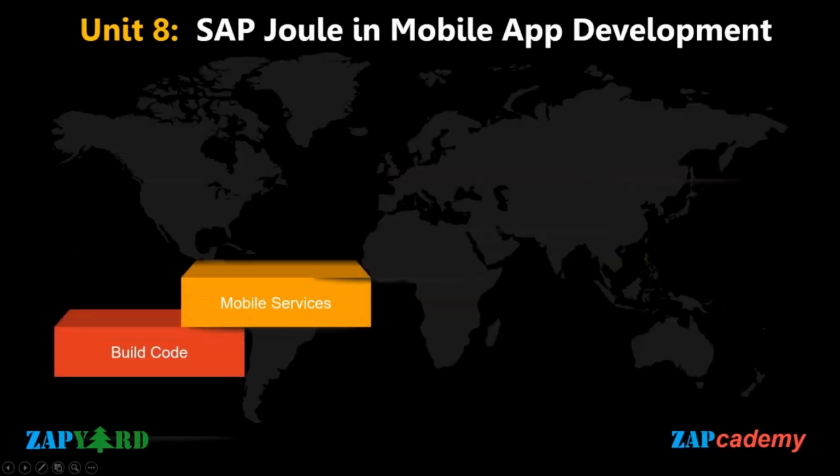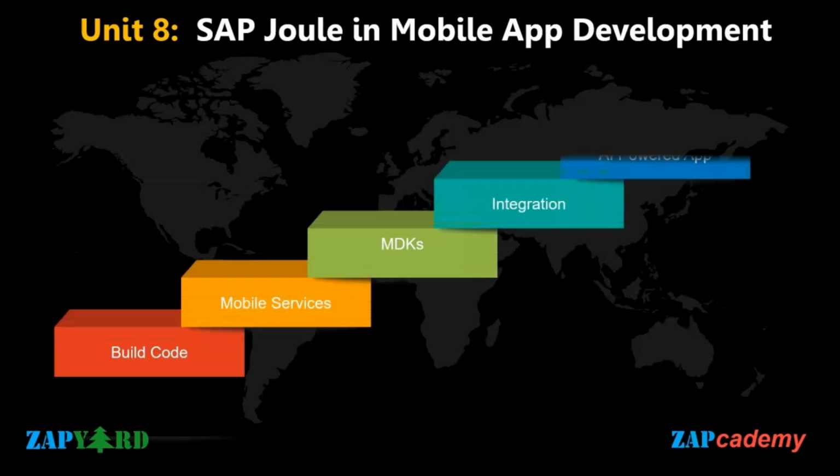Next, we will dive into the future of mobile development with SAP. We will explore how SAP Build Code integrates with SAP Mobile Services, the cornerstone for building secure and enterprise-grade mobile applications. First, we will establish a clear understanding of mobile services, delving into the functionalities and how it streamlines mobile app development for SAP landscape.